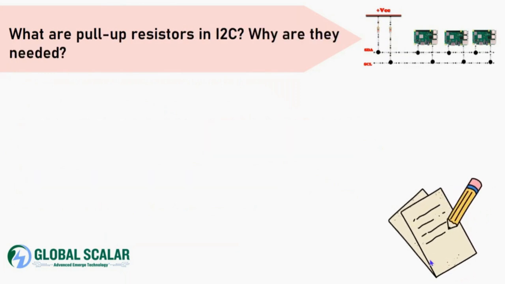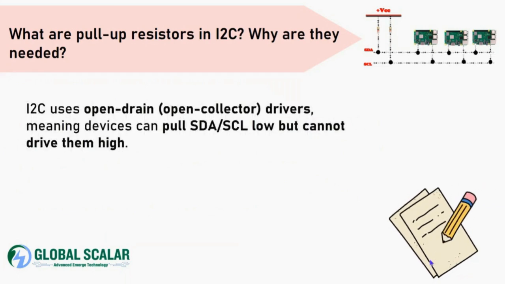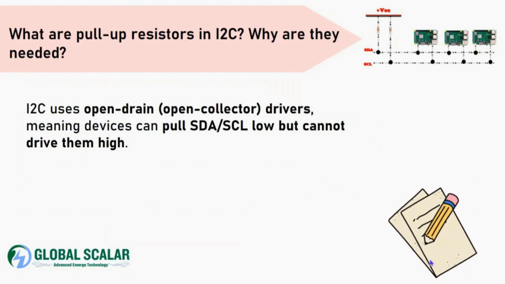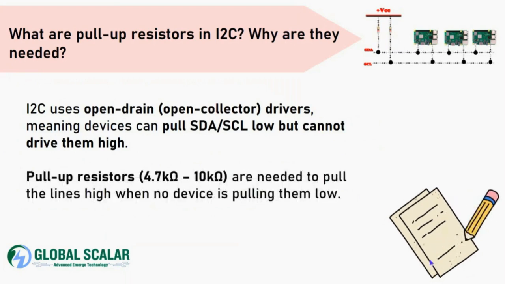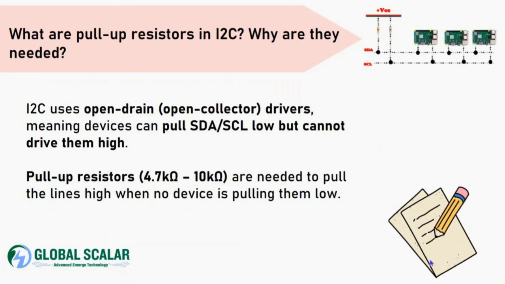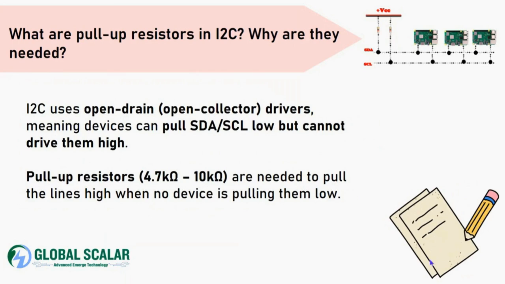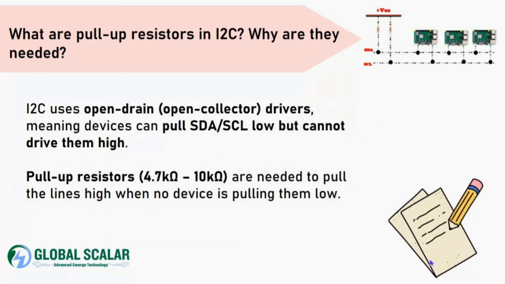What are pull-up resistors in I2C? Why are they needed? I2C uses open drain, open collector drivers, meaning devices can pull serial data and serial clock low, but cannot drive them high. Pull-up resistors of 1.7 kilohms to 10 kilohms are needed to pull the line high when no devices are pulling them low.